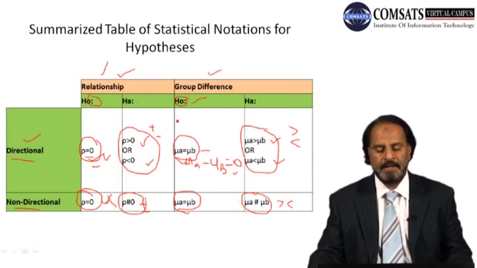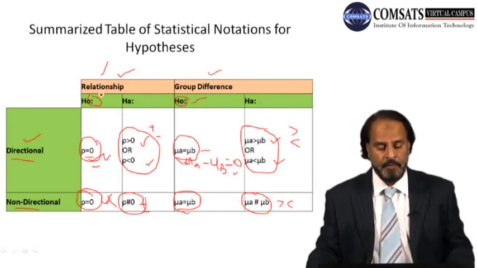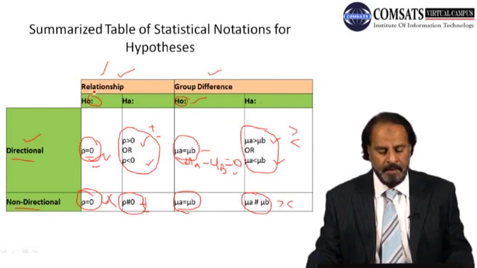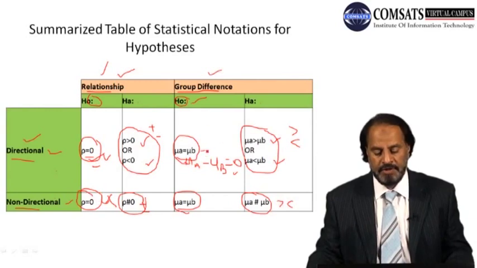So coming back again, let's look at the whole thing together. Hypothesis statements are written in the form of a relationship or in the form of group differences. They could be written in a directional or non-directional form. For the null hypothesis for a relationship, the notation is the same, rho is equal to 0, regardless of whether it's directional or non-directional. The same goes for the notations for the group difference. We're saying that there isn't a difference.